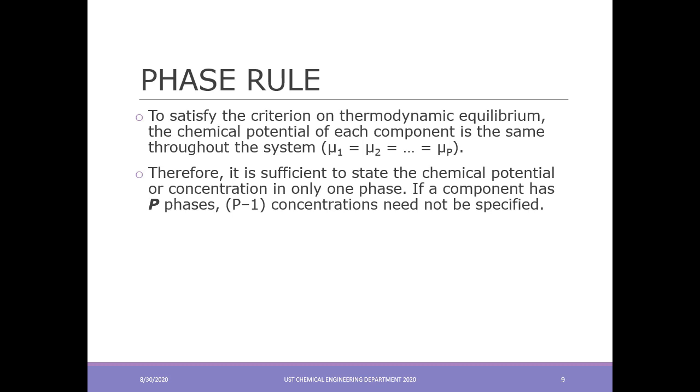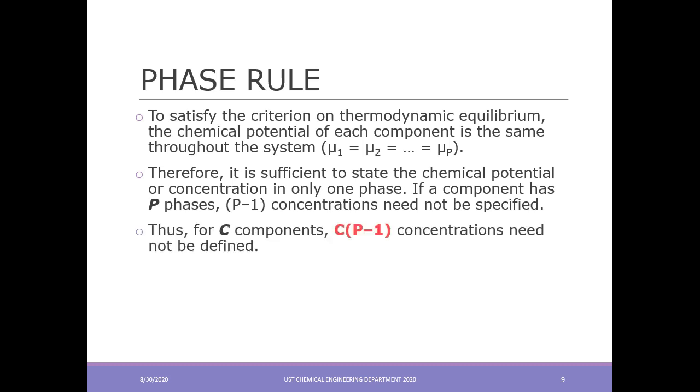So if a component has P number of phases, then the mole fractions in P minus 1 phases are no longer needed because again, you only need to determine one chemical potential for each component. For C number of components, C times (P minus 1) concentrations need not be defined.